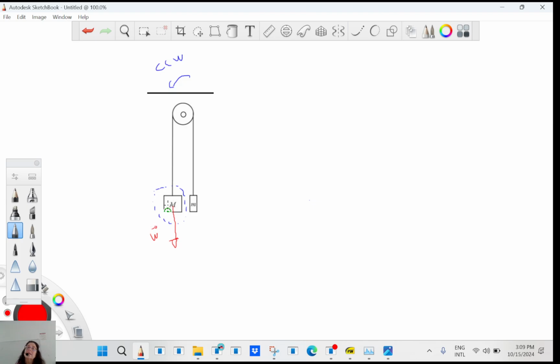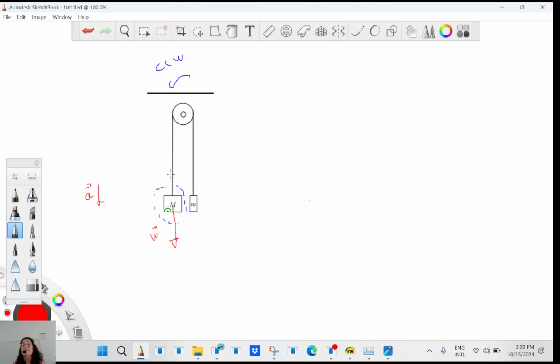What else is acting on it? The tension. The tension up. But that's where I want to be careful, because where is the acceleration? Down or up? Down. So where is the net force? Down. Very good. In the same direction as the acceleration, right? The net force has to be in the same direction as the acceleration.